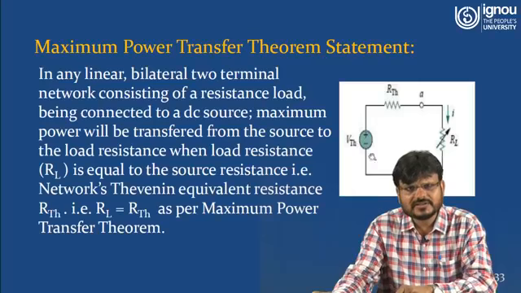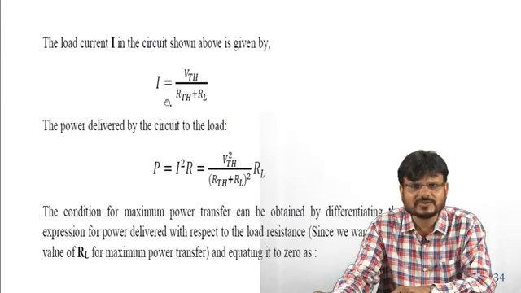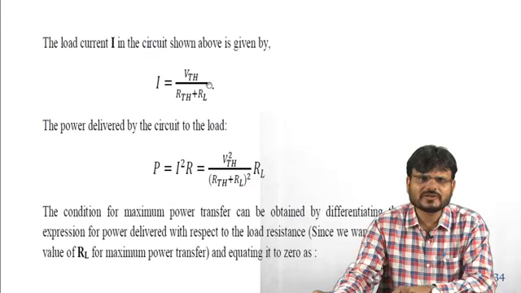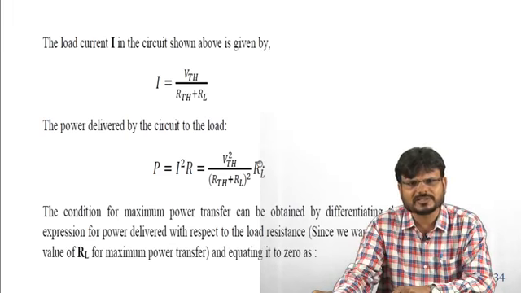So in this circuit, how can you calculate this load current I? This current I is equal to what? This voltage VTH divided by these two resistances, RTH plus RL. So I is equal to VTH upon RTH plus RL. So power delivered by the circuit to the load can be calculated as P is equal to what? I square R. And what is the value of I? I is equal to VTH upon RTH plus RL. So P is equal to VTH square upon (RTH plus RL) whole square multiplied by this R. R is what? This is the load resistance, because this power is being transferred to the load resistance.